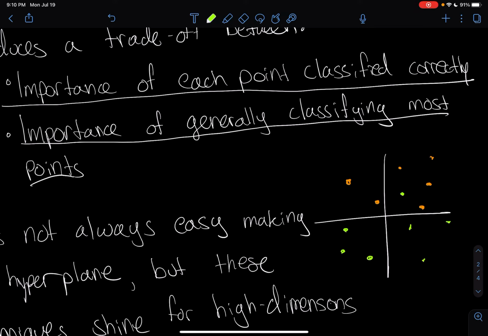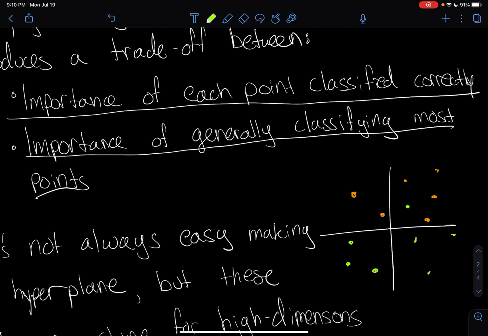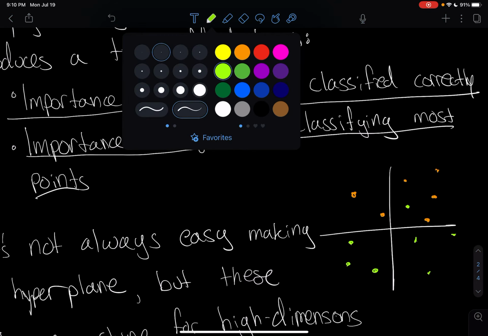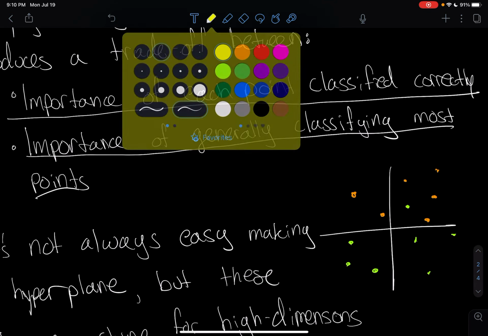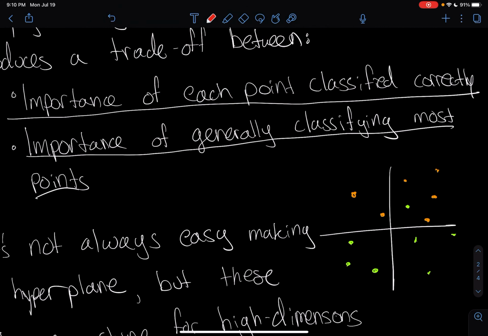Okay. Now, we're looking at the importance of each point being classified correctly versus the importance of generally classifying most points. Let's start with that second one here. If we wanted to generally classify most points, actually I want to go with red here, then we can see, well, there's a lot of orange above, there's a lot of green below.